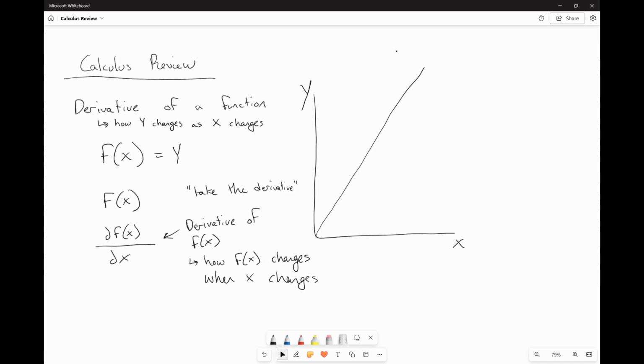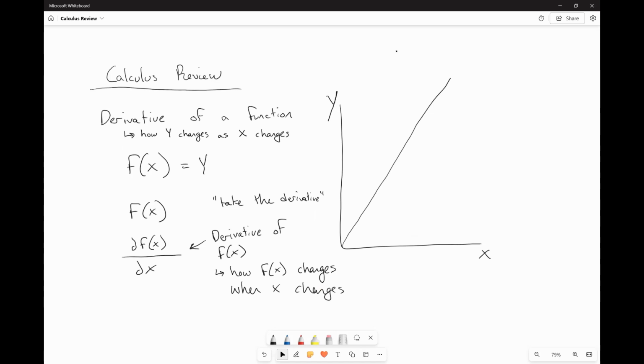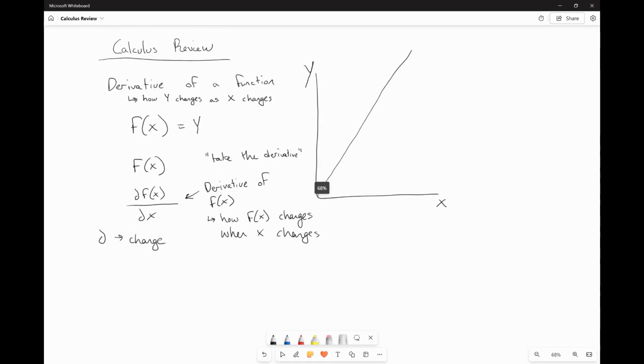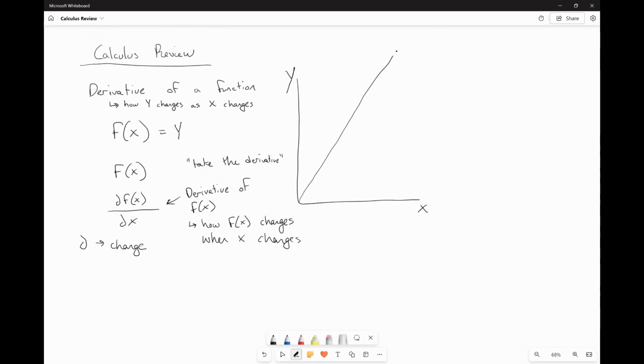And so you actually get the intuition of it. This Greek letter delta is notation for change. So what this is basically saying is that the derivative is the change in the function given a change in the variable. So it's the change in f of x given a change in x. That's what the derivative tells us.